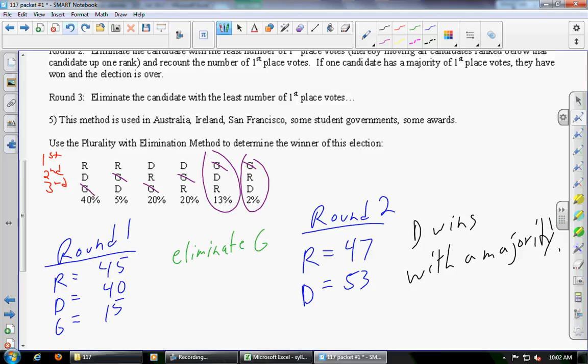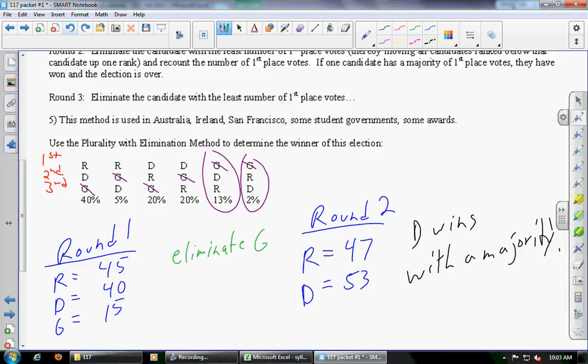Here are some of the things in favor of this method right here. Number one, you get to rank everybody. So in some cases, even if it's not your first place candidate who gets to win, still your second place choice might count. Like these 15 people over here who thought G was the best, their second place vote counted, right?